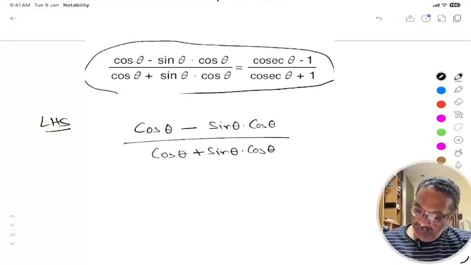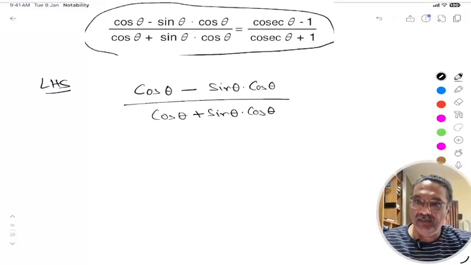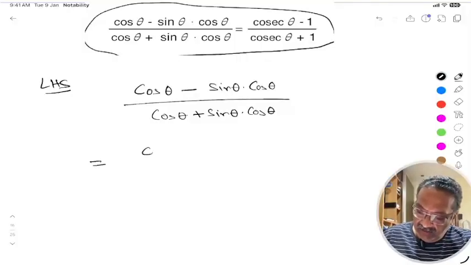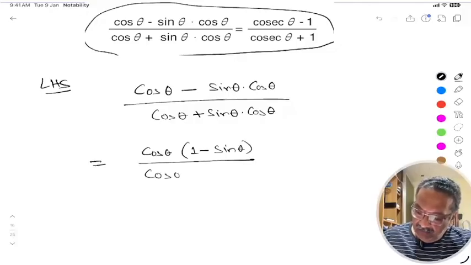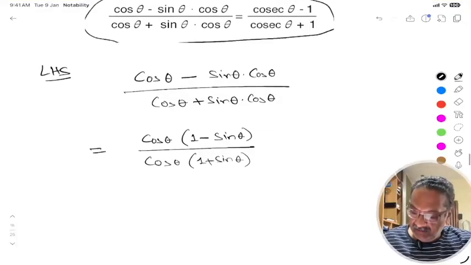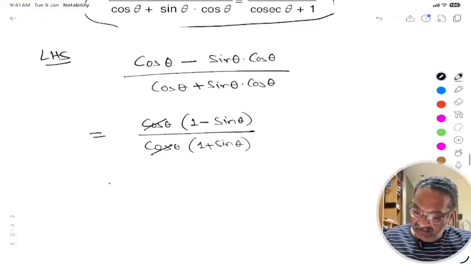Now cosecant theta is nothing but 1 by sin theta. So we need to eliminate cos theta. What we can do is take cos theta as common. So we have cos theta into (1 minus sin theta) divided by cos theta into (1 plus sin theta). Alright, so cos theta cancels. I am left with 1 minus sin theta divided by 1 plus sin theta.